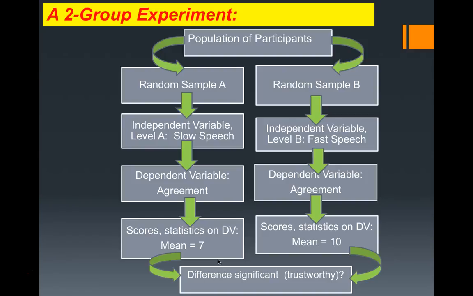Okay, we have causal evidence because everything is the same before we got to this measurement point, except speech rate. So if we have held everything else constant, done our statistical tests and so on, and we get this difference, the only reasonable explanation for that, the logical conclusion, is that speech rate, the fast speech, caused greater agreement. Okay.